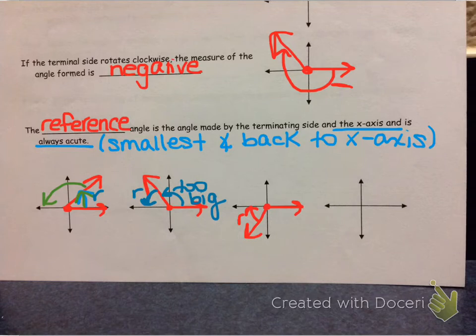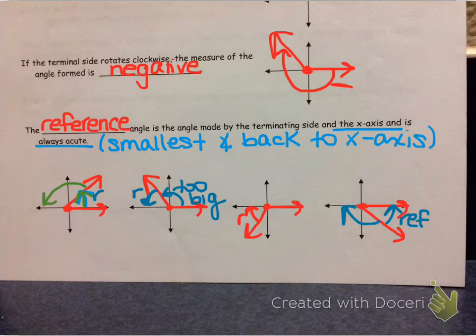You can call it lots of different things, and then an angle in standard position that terminates over here in quadrant 4. You only have two options. Option 1 would be to go this way back to the x-axis, which is not acute, it's way too big. Option 2 is this one right here, so this is your reference angle.